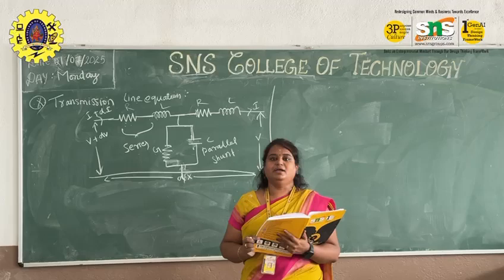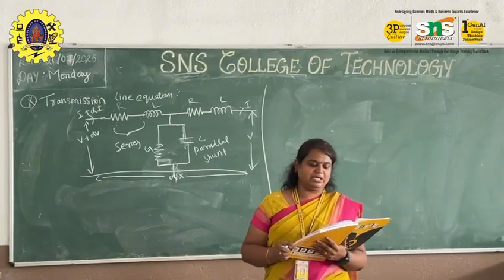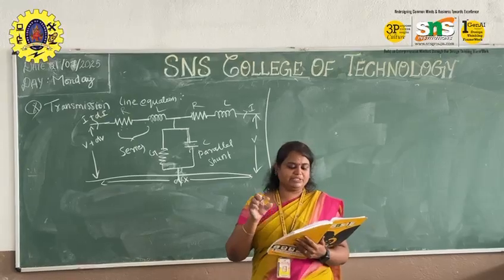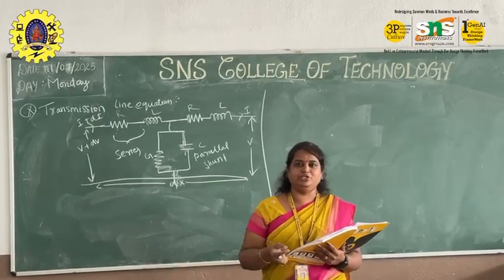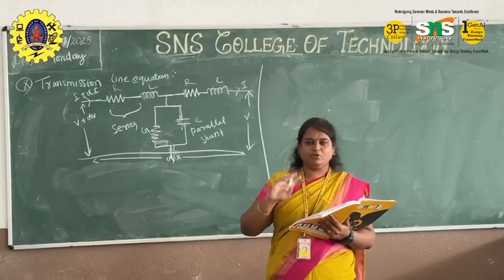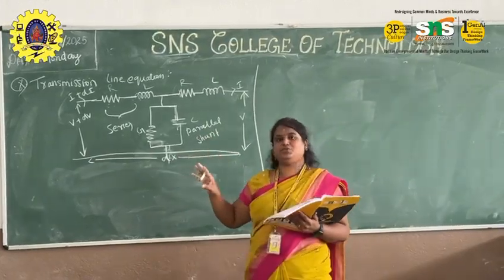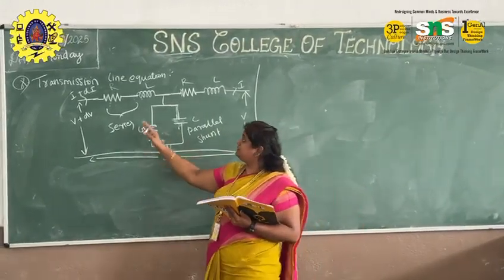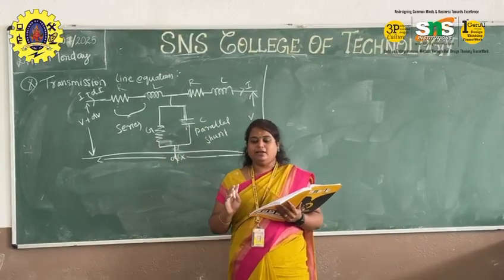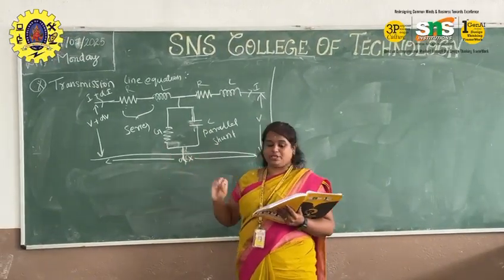Again I came with the same topic, the transmission line equation, the general solution. The main aim of this transmission line equation is to find the voltage and the current. We know very well what the parameters of the transmission line are. It is very important: resistance, inductance, capacitance and conductance. These are the parameters of this transmission line.